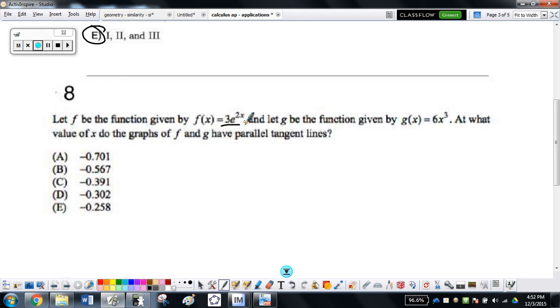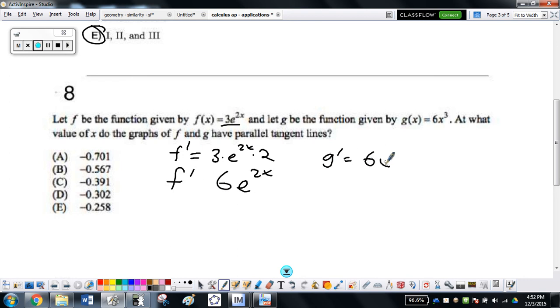Now I'm going to show you a technique because you'll notice analytical methods will not give you these answers, right? You're not going to crunch out negative 0.391 by hand. So there's a lot easier way to do this. But take the derivative of each. F prime is 3 times e to the 2x times 2, which is 6 e to the 2x. And take g prime, which is simply 18x squared.